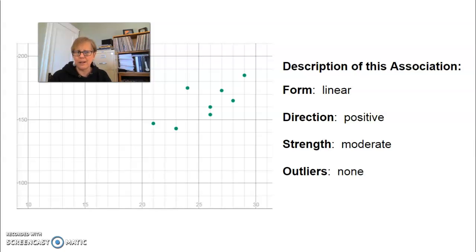I think this one is linear. The direction is it positive or negative? I felt that this one was positive because as you're going to the right, you're going up. I felt the strength on this one was moderate. Better than weak, but certainly not strong. And I didn't find any outliers in this situation. Some of them are a little bit far apart, but no outliers, in my opinion. All right, some of that's quite subjective.